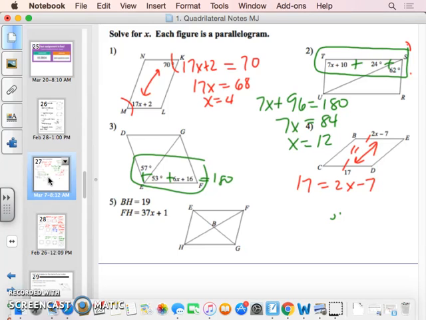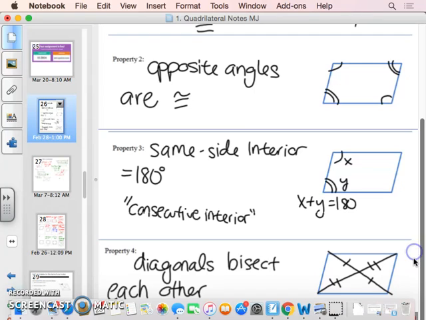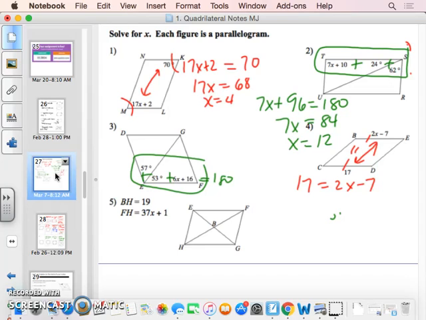And then lastly, we have the diagonals to worry about. What we know from our previous notes is that diagonals bisect each other. So that means that they cut each other in half, basically. So this side is congruent to this side, and this side is congruent to this side. So what information do we have? We have that BH, this part right here, is equal to 19. I always like to label my diagram. And then I know that FH, which is the whole thing, is equal to 37x plus 1. And I want to know what is x.